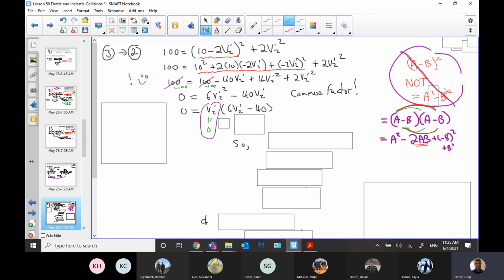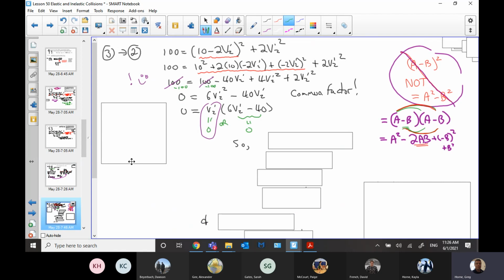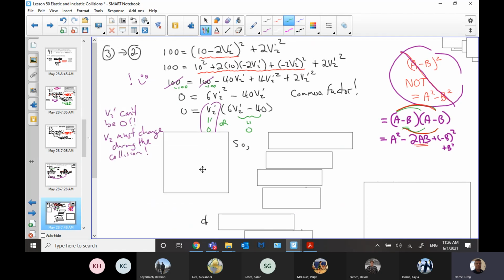So that would be true if v2 prime is equal to 0, or if this factor is equal to 0. Think about what this would mean. v2 prime would be 0. We're talking about a collision where mass 1 comes in with 10 meters per second and hits a stationary object. Can that object stay stationary if it's an elastic collision? Well, no, because it can't have the same velocity it started with. It's going to undergo some forces, and so it's going to accelerate somewhat. It's going to have a different velocity in the end.